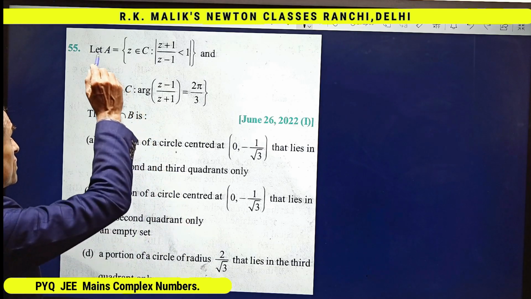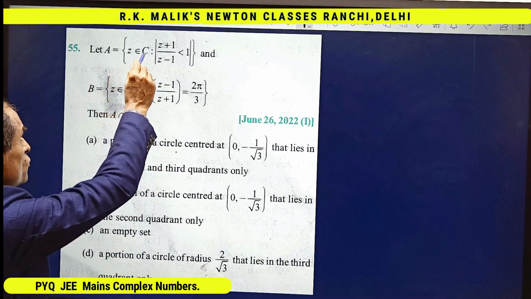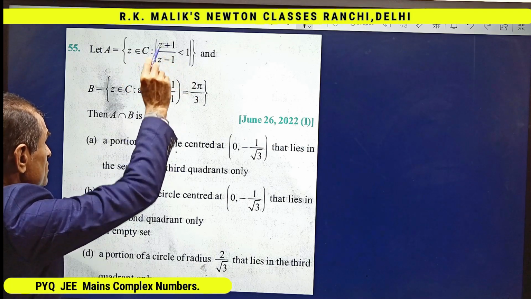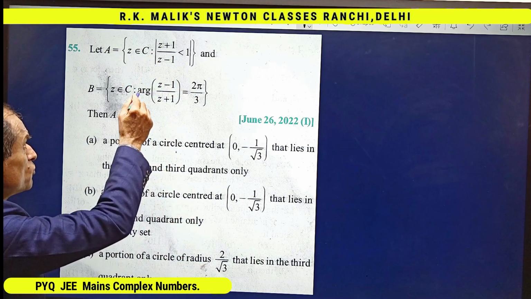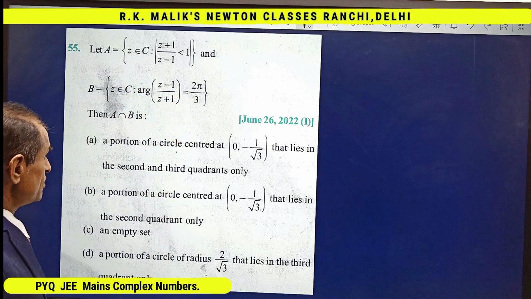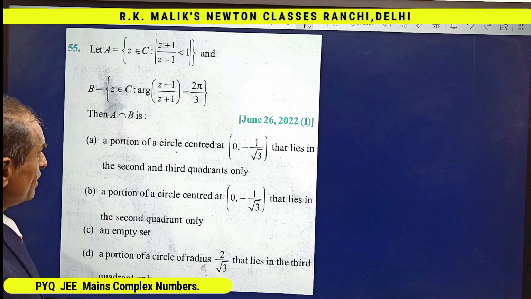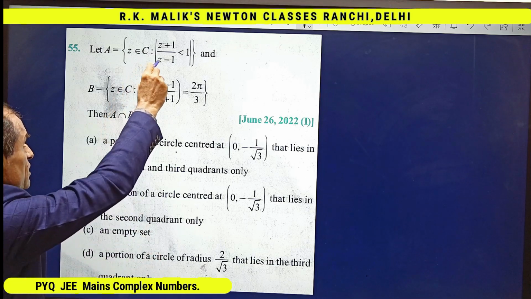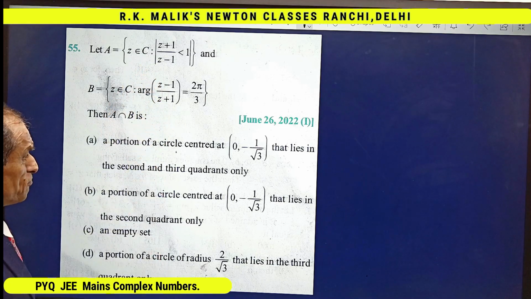In this question it is given that let A equal to the set of complex numbers satisfying this condition, B equal to the set of complex numbers satisfying this equation, then A intersection B, that is you have to find all the complex numbers which satisfy this condition and this condition both.